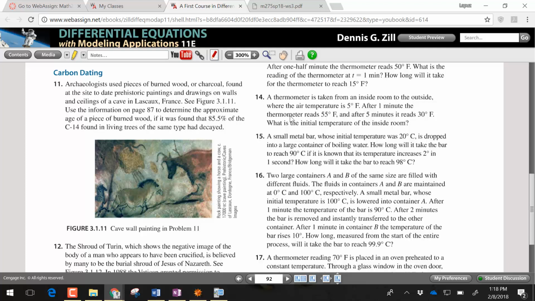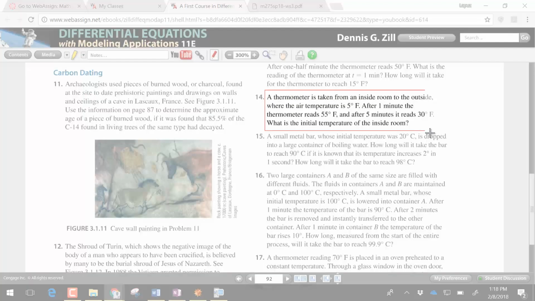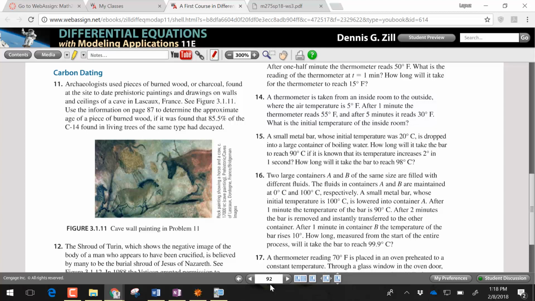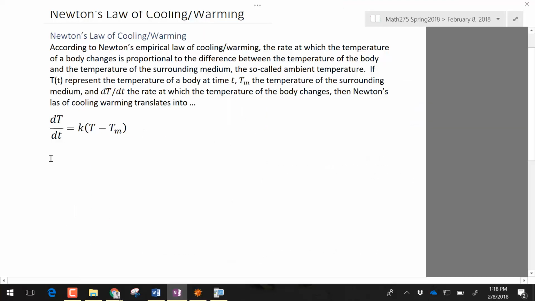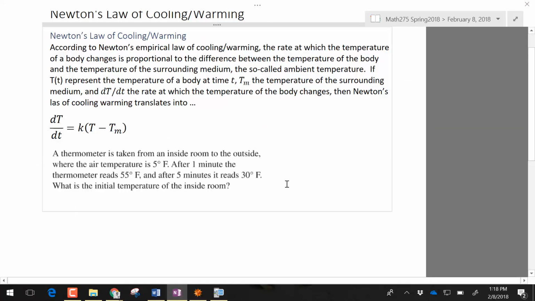Sounds good. All right, let's do this one. A thermometer is taken from inside a room to outside where the temperature is 5 degrees Fahrenheit. That's kind of cold, huh? After 1 minute, the thermometer reads 55. After 5 minutes, it reads 30. What's the initial temperature of the room inside?